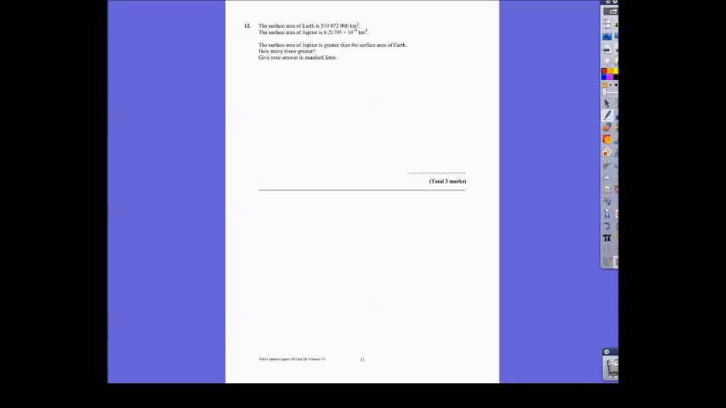Question 12. The surface area of Earth is that number there. The surface area of Jupiter is 6.21795 times 10 to the 10 kilometres squared. The surface area of Jupiter is greater than that of Earth. How many times greater? So we just need to put this into our calculator. We need to do the surface area of Jupiter divided by the surface area of Earth.